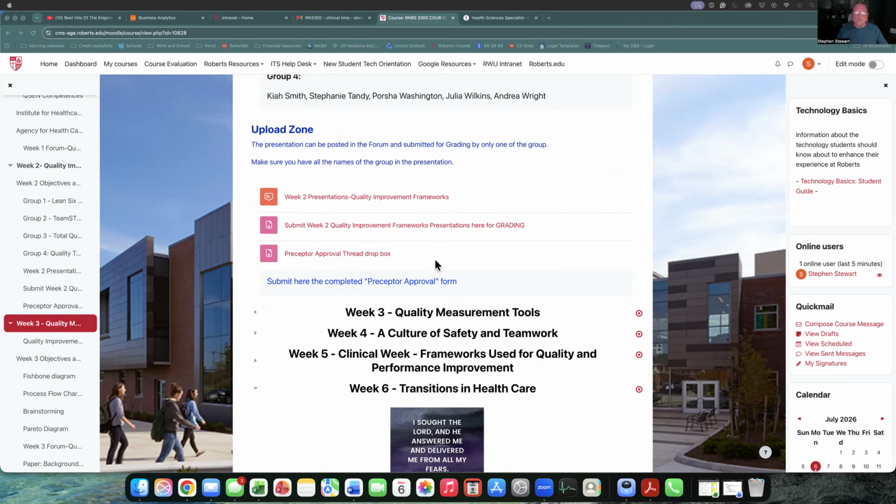The other deliverable you have this week is the preceptor approval form. It's very important that you're acting now on this project. This is the first course in your capstone courses. And so in this course, you're identifying a site that you're going to want to do your quality improvement project, your capstone project, and you're identifying a preceptor. Very important that you get this done this week.